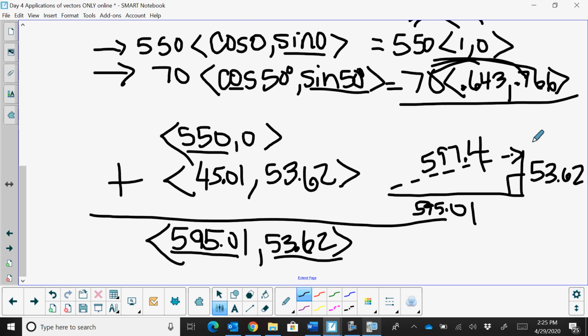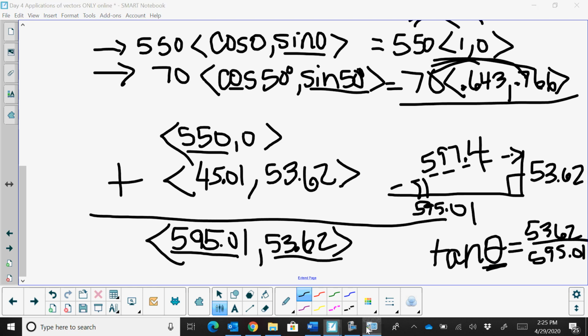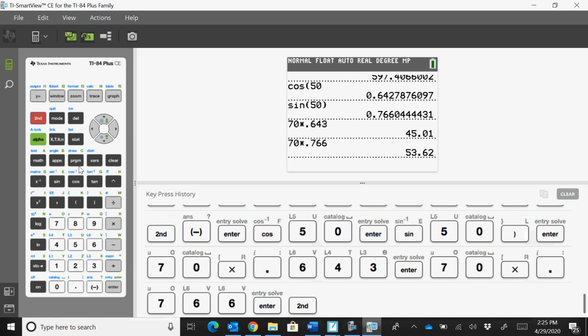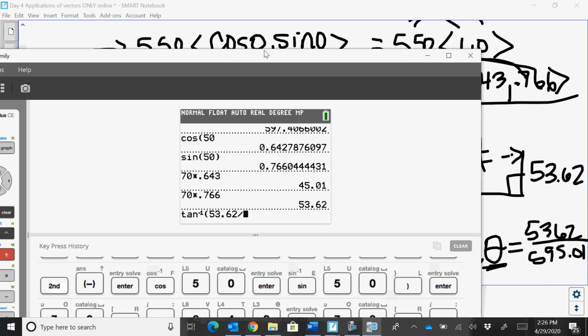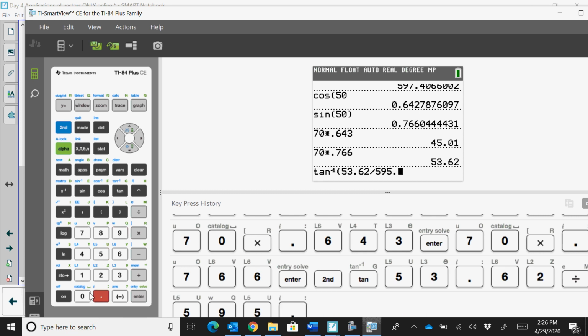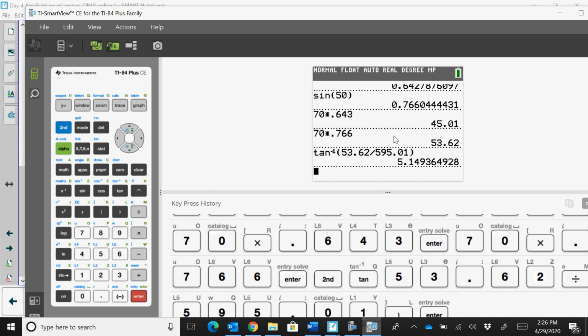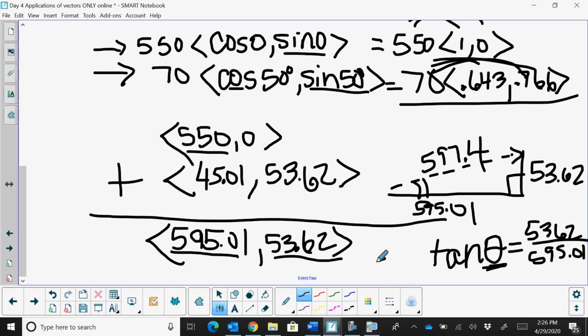Now, the reason I needed to find the right triangle also is I need to know this angle. So I can now use the tangent of theta, 53.62 all over 595.01, and I can now find my angle. So I'm going to do the inverse tangent of 53.62 divided by 595.01, and that will give me the angle of 5.14 degrees. So 5.14 degrees is theta. Now that's how to do it the old-fashioned tangent way.